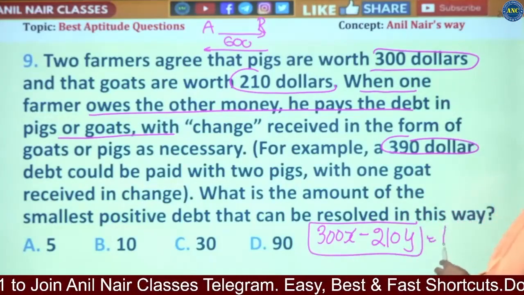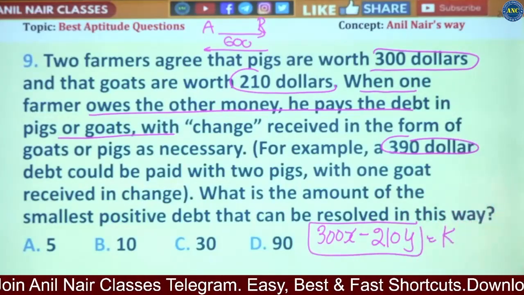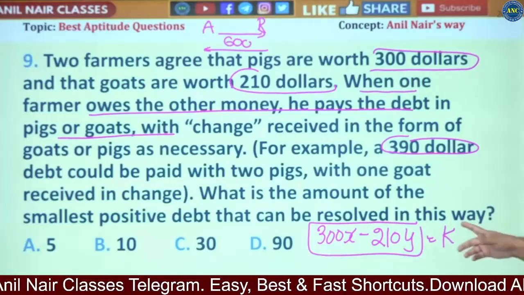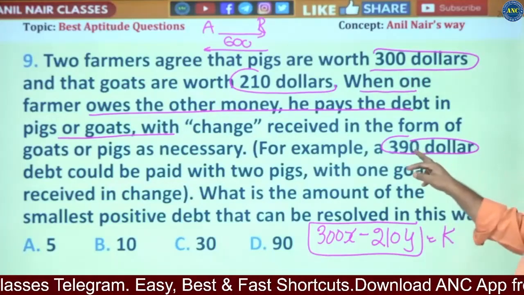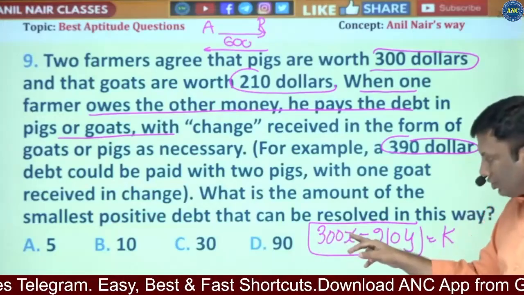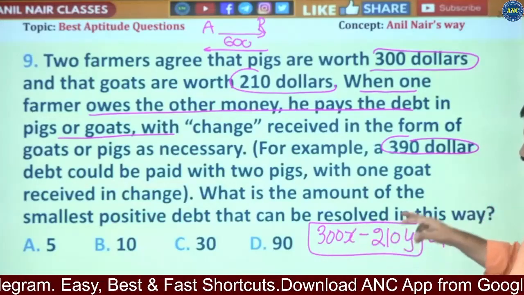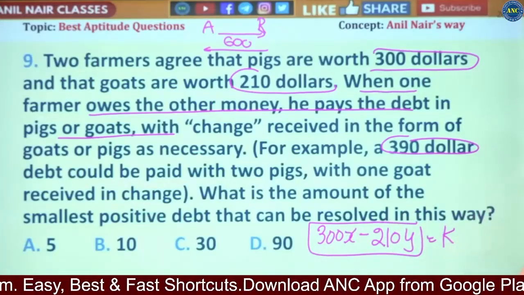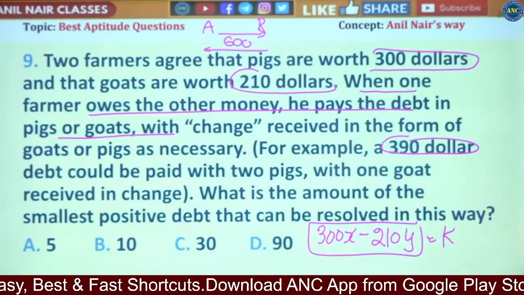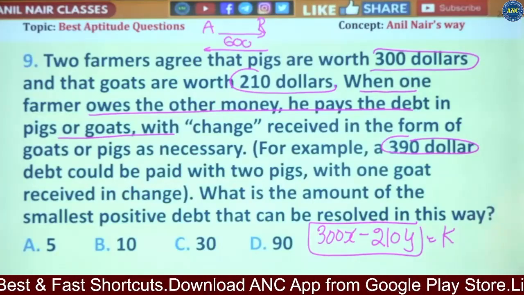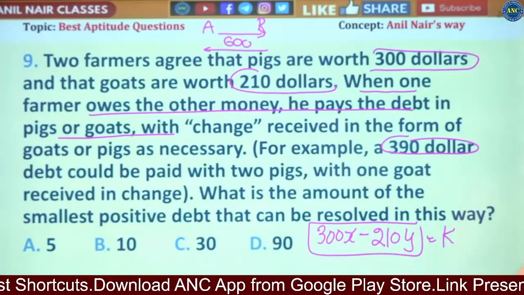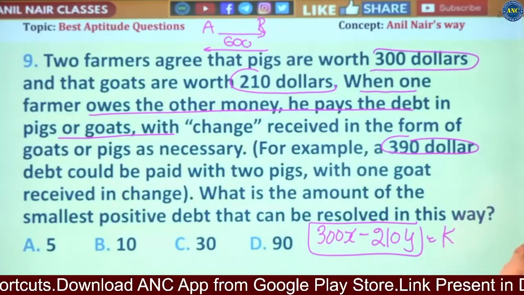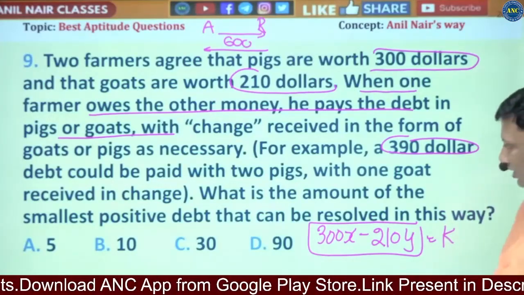300x minus 210y is equivalent to k. You see this equation, you will understand. Suppose 390: 300 into 2 is 600, 600 minus 210 is 390. So 300x minus 210y is equivalent to k. Now, listen carefully.